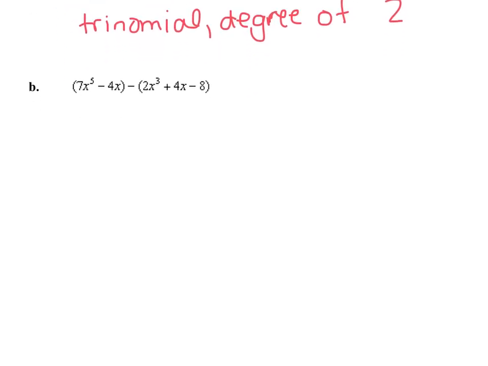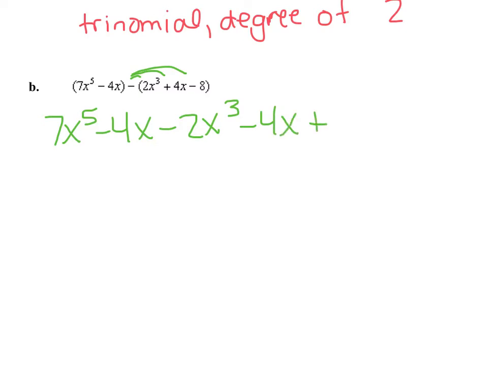Okay, now working down here, you got to be very careful because we've got this minus sign. So you need to distribute the minus sign over the entire polynomial. That's the first, second, and third term. So I'm going to go ahead and distribute him in, multiply each one. It's going to change all the signs. So I have 7x to the 5th minus 4x minus 2x to the 3rd minus 4x, and then plus 8. And that was because I distributed that negative sign. Notice all the signs switched. It was a positive here, a positive and a negative. Now it's negative, negative, positive.